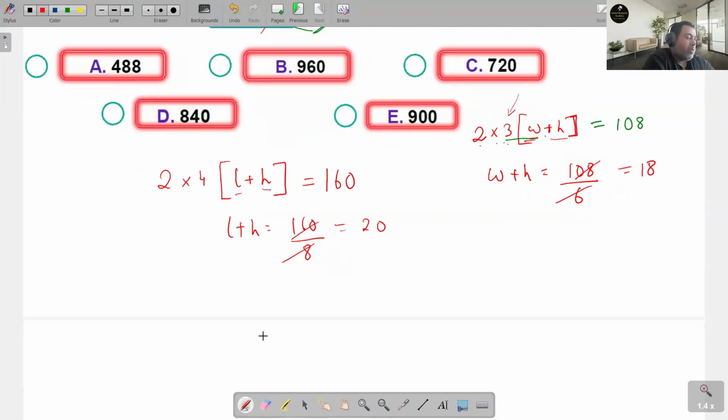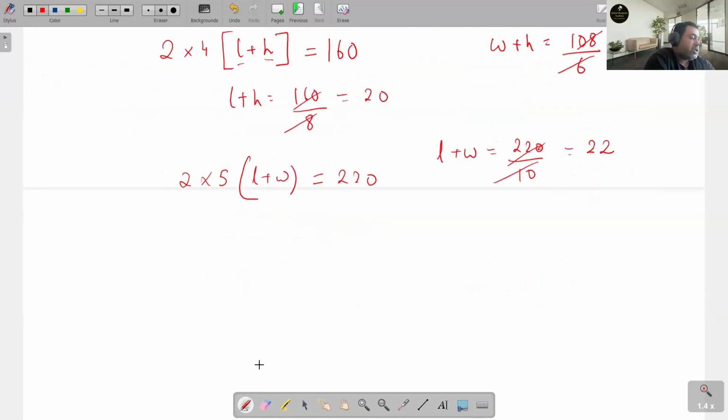In a similar way, when we increase the height by 5, what do we see here? We'll get here L plus W, and this is given as 220. Therefore, L plus W is equal to 220 divided by 10, which is 22. So now we have 3 equations, from which we can find the 3 variables. Length plus width is 22, width plus height is 18, and length plus height is 20.